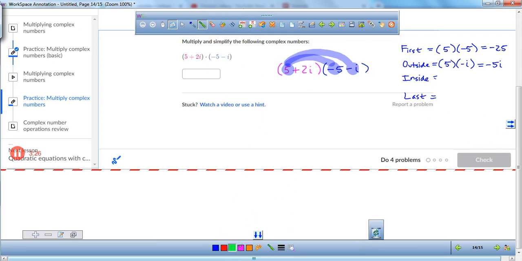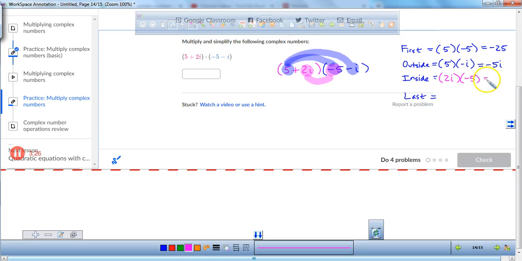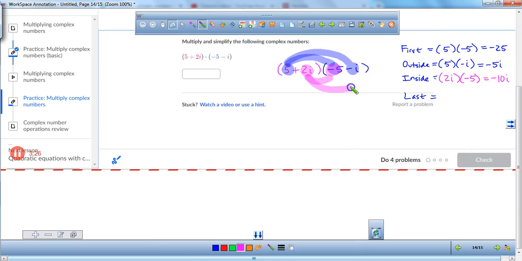Let's go to our inside terms, our inner terms right here. So we have 2i multiplied to a negative 5, and that gives us a negative 10i. That's the product of those. And last but not least, 2i times a negative i.